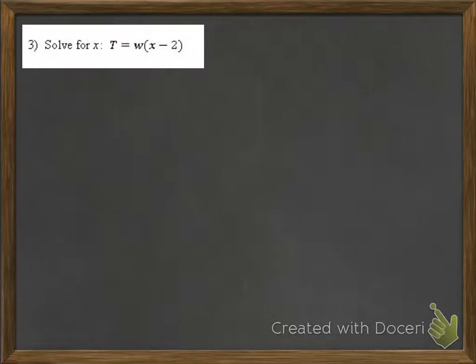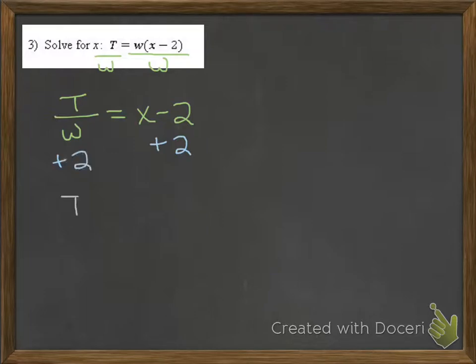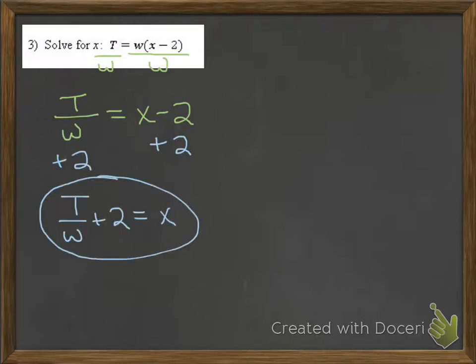On problem 3, our goal is to isolate the specified variable. In this case, we want to solve for x. That means that we need to cancel out everything that's around the x. We'll start with what's on the outside of the parentheses, which is the w. Since the w is multiplying the set of parentheses, we would cancel it out from that side by dividing both sides by w. That gives us t over w on the left-hand side and leaves us with x minus 2 on the right-hand side. Then we would just need to add 2 to both sides to finish isolating the x. So there's our final answer.